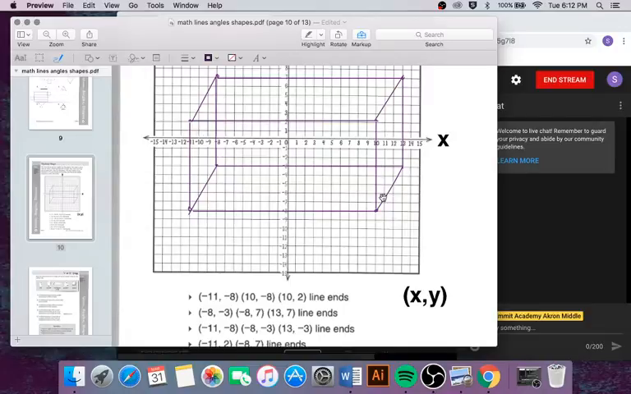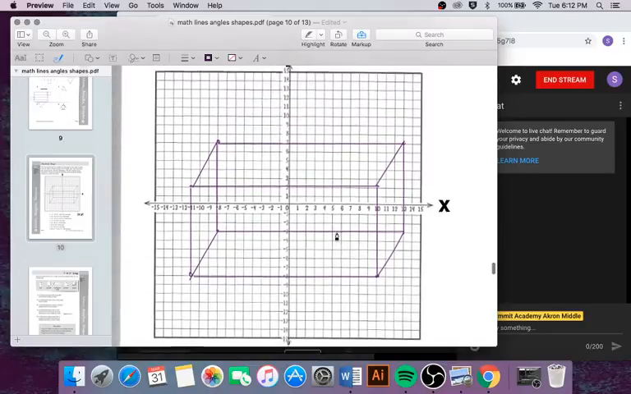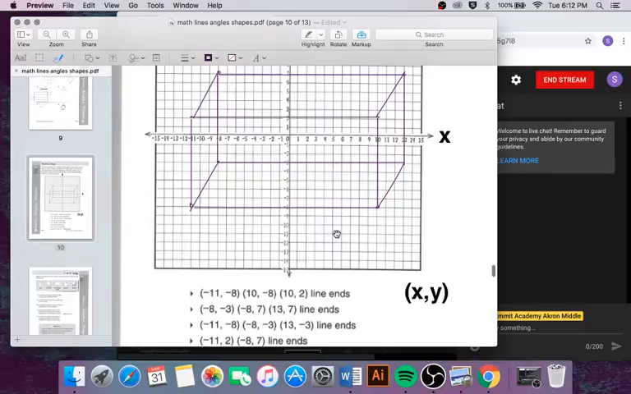Our face is a rectangle, and the way it's a box would make it a prism, so our mystery shape is a rectangular prism.